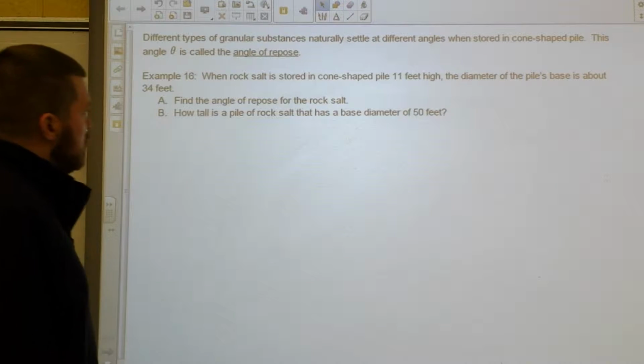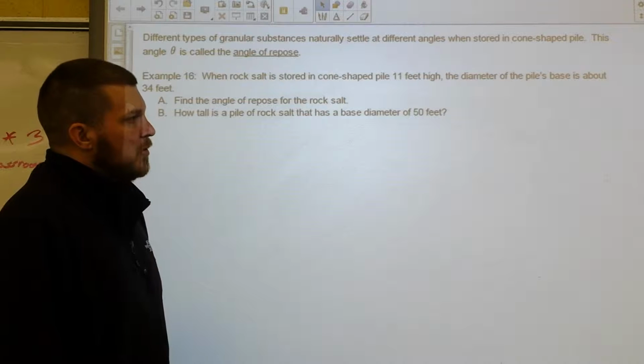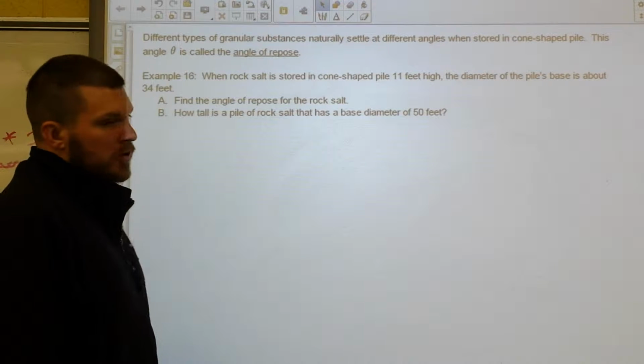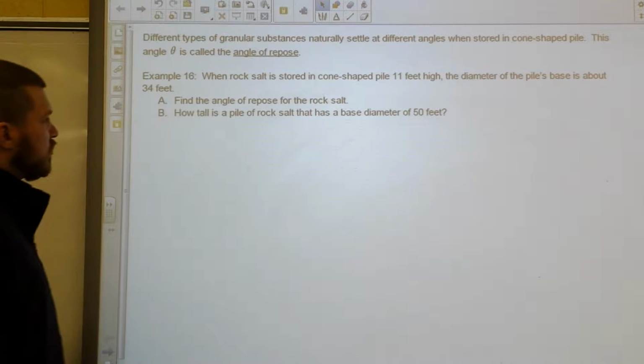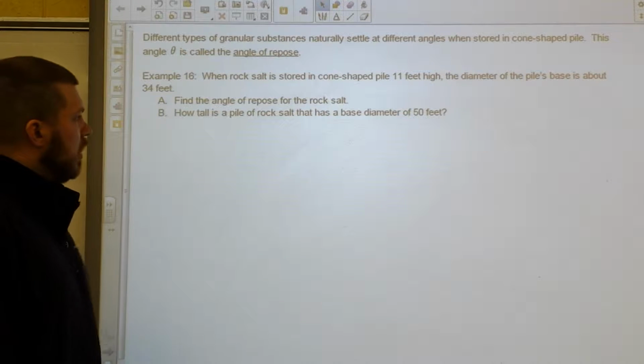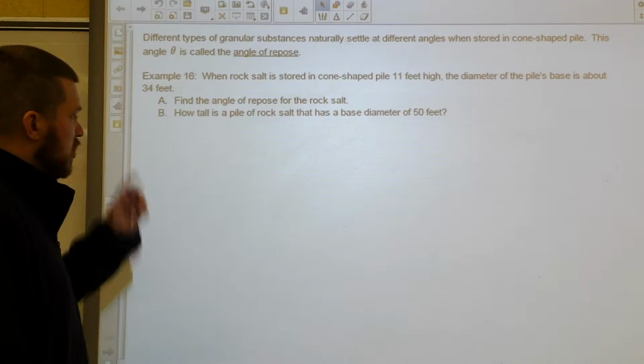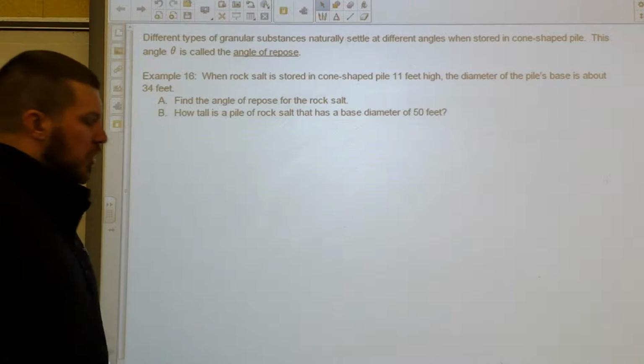So if you see that angle of repose, we're probably talking about some type of granular substance like in example 16. So we're told that when rock salt is stored in a cone-shaped pile 11 feet high, the diameter of the pile's base is about 34 feet. We want to first find the angle of repose for this rock salt and then figure out how tall is a pile of rock salt that has a base diameter of 50 feet. So let's start with part A. We're going to need to draw a picture.